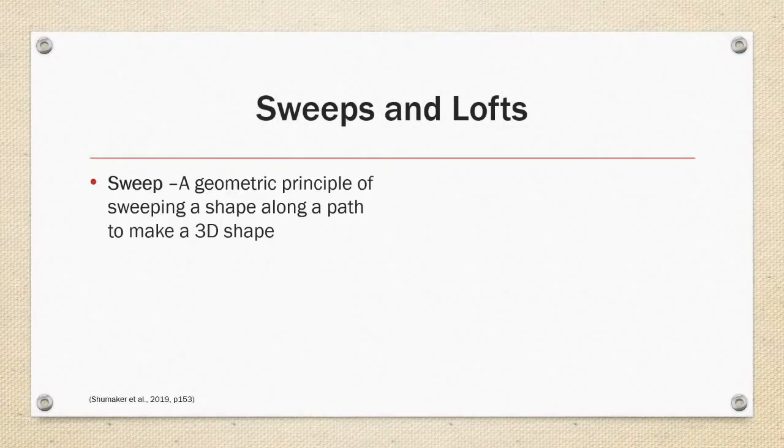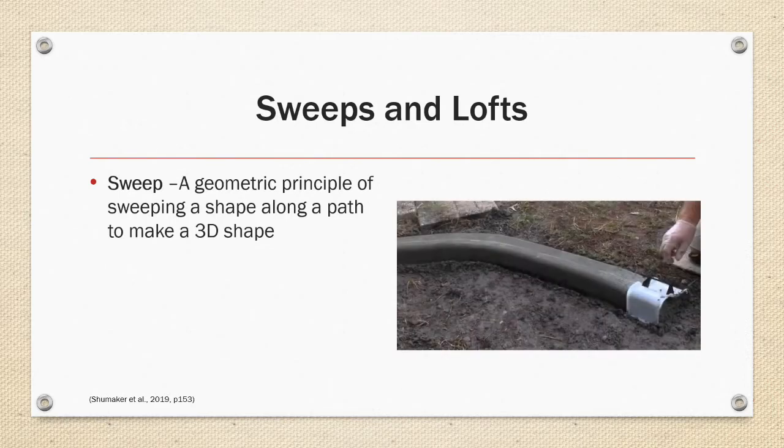Sweeps and lofts. A sweep is a geometric principle of sweeping a shape along a path to make a 3D shape. Imagine forming wet sand or concrete by dragging a shape through the material, like the example of this concrete setter doing so as they make a curved curb, shown in the image on the right. The shape, in this case, for the profile, is the tool the worker is holding, and the path is the curved direction the worker moves the tool through the concrete to form the swept shape.